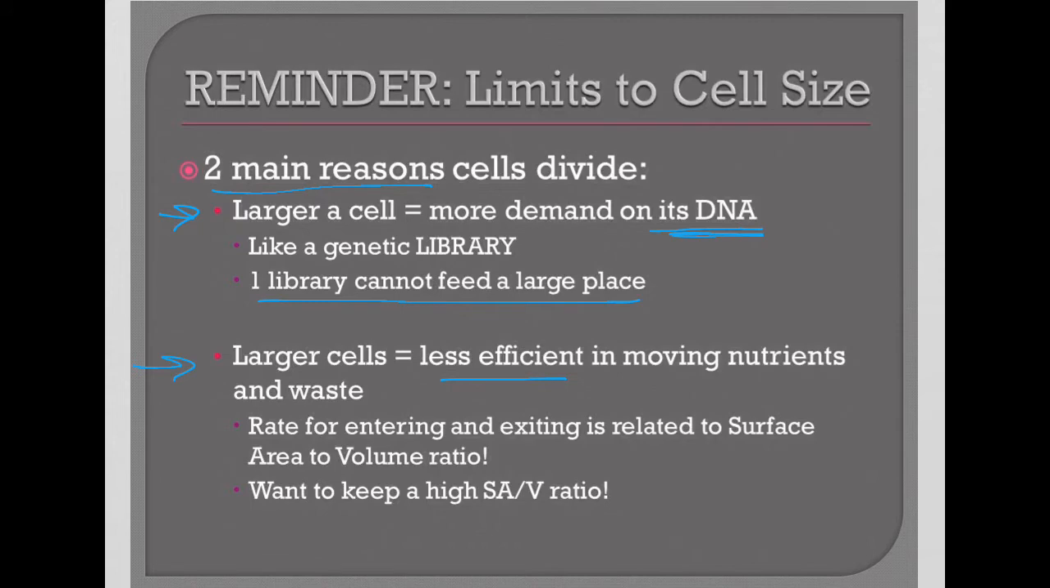Number two, larger cells are going to be less efficient at moving nutrients and waste in and out of the cell. Obviously, it wants food and other things to come into the cell, waste and things to go out of the cell, and we don't want to wait to get nutrients in, or we don't want to wait to move waste out. And the rate for entering and exiting the cell is related to the cell's surface area to volume ratio. So where surface area is on the top of the fraction and volume is on the bottom of the fraction, cells want to keep a high surface area to volume ratio. So that means a high numerator and a low denominator. High surface area, low volume.